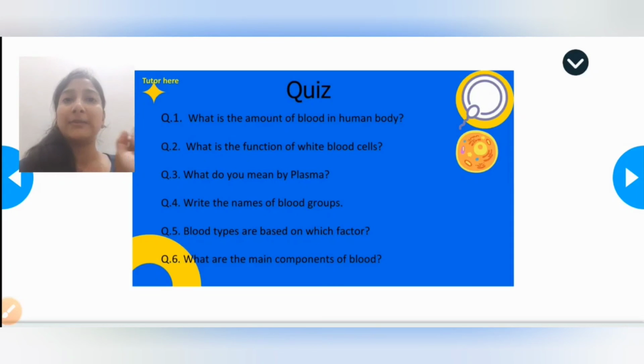So try to tell me the answers to these 2 questions: blood types are based on which factors, and what are the main components of blood? So do you have any idea?